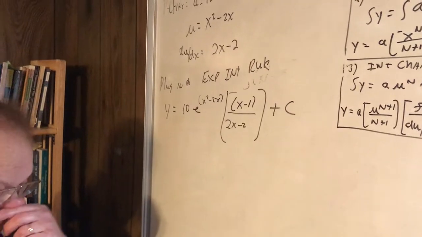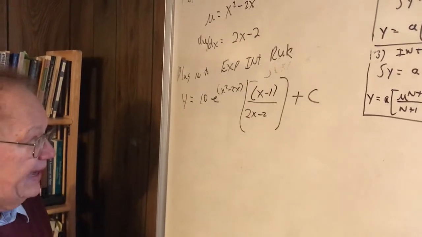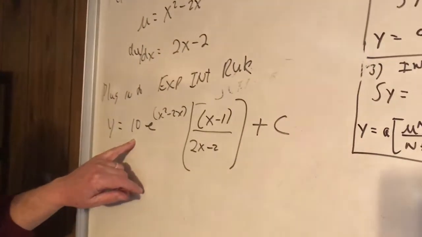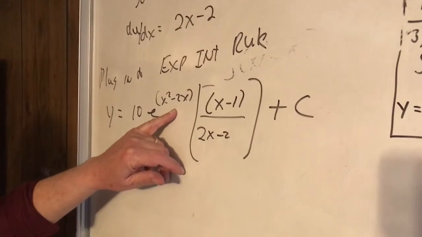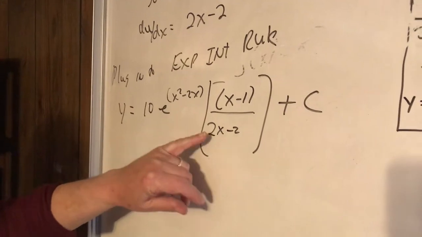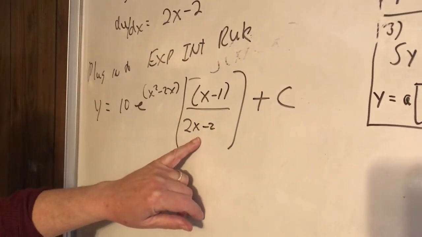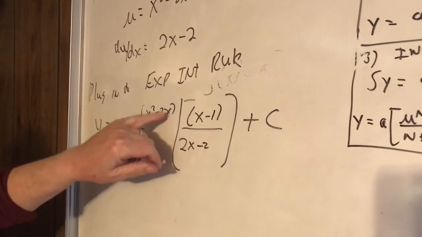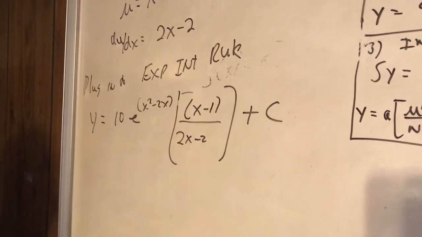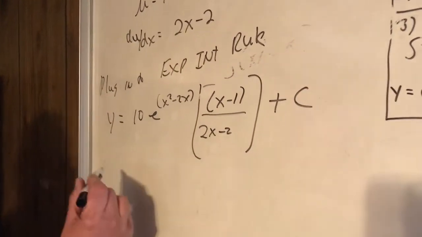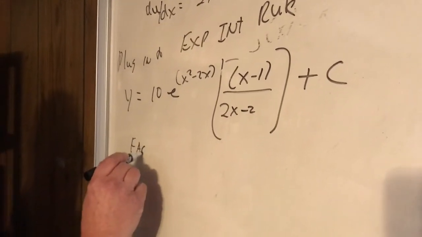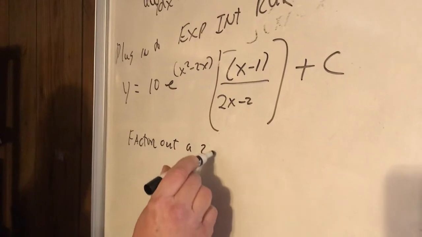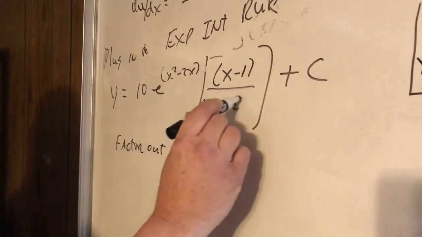Well, we're back again, and notice the integral was y equals 10e to the power x squared minus 2x, times x minus 1, over 2x minus 2. I just followed the rule. It says here a e to the u, f of x, du dx. Now, I can't cancel these, so I'm going to factor out a 2 from this little guy here.